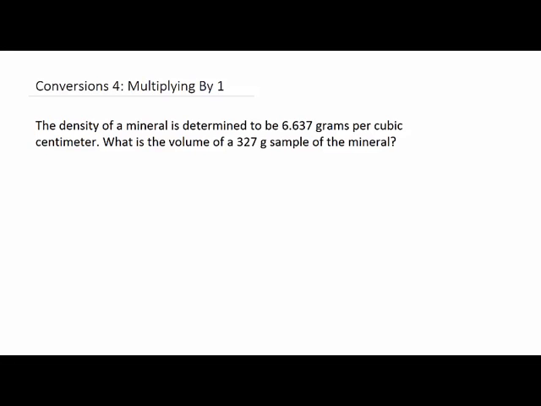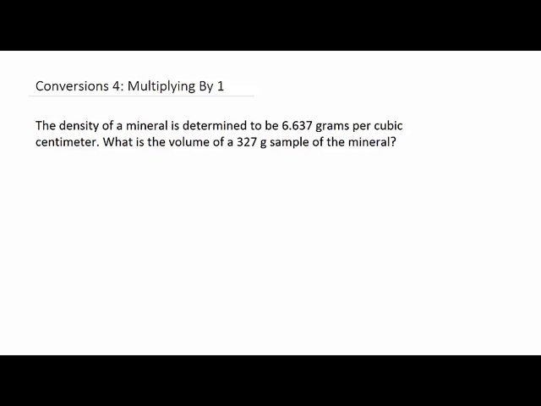Hi Chem students, conversions number 4 is now available, as you see, and in this instance I've given you a problem. The problem is about a mineral with a density given to you as 6.637 grams per cubic centimeter. What's the volume of a 327 gram sample of this mineral?